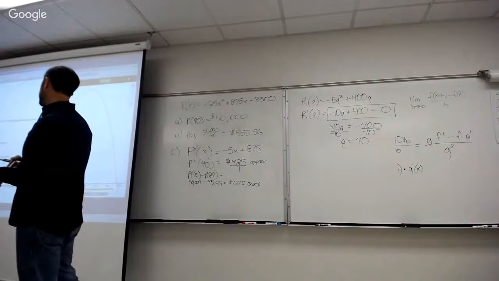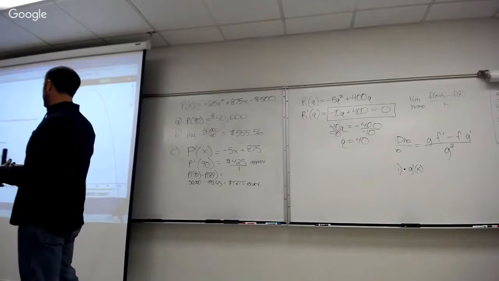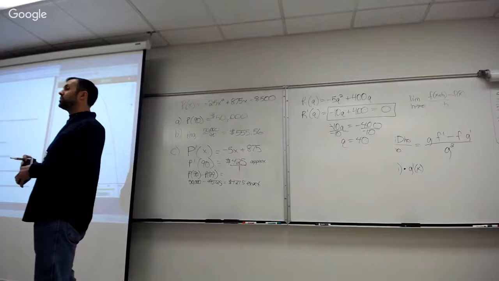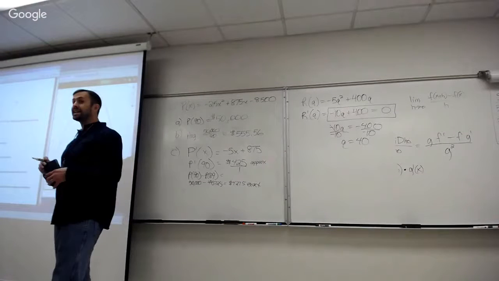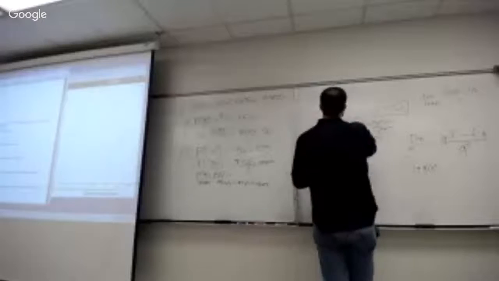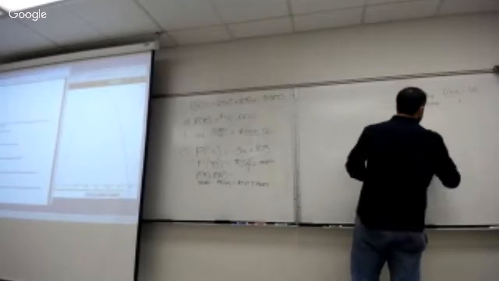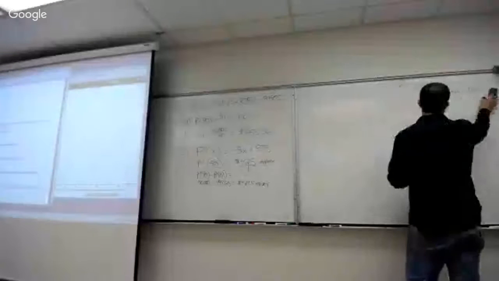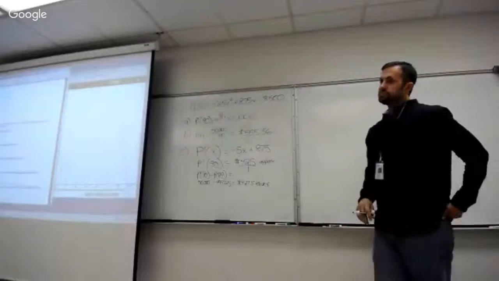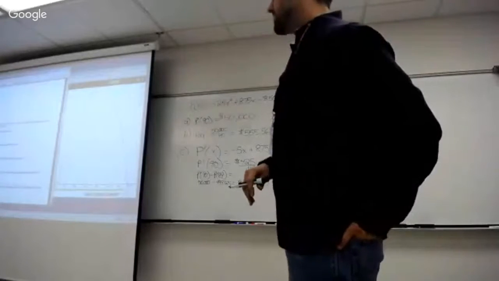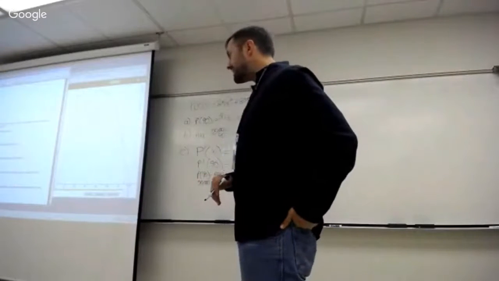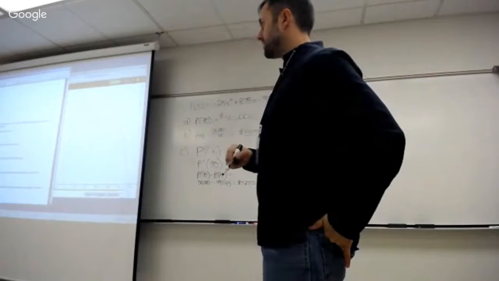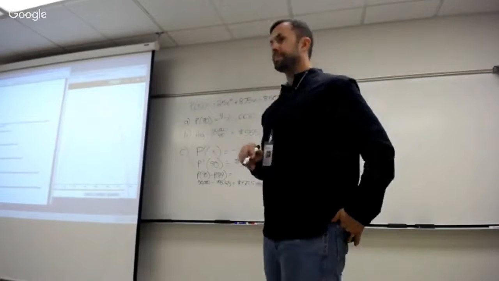The rate that profit changes on average when the number of units sold rises from 90 to 180. How on earth are we going to find this out? Do we even know what this question means? The rate that profit changes on average when the number of units sold went from 90 to 180.